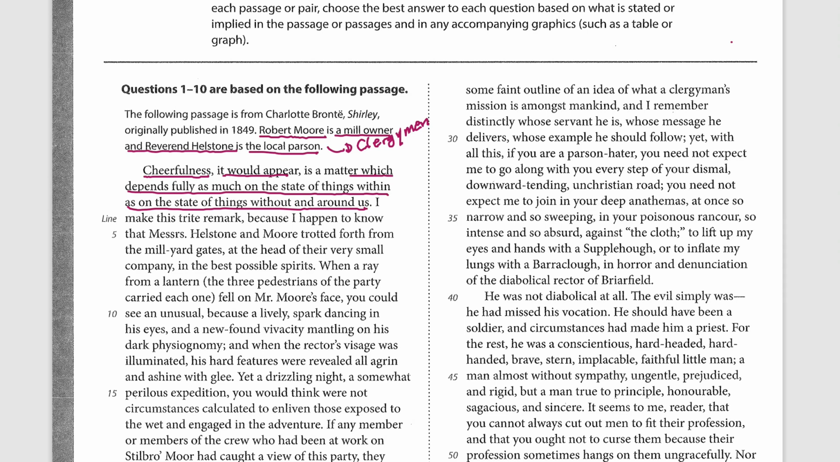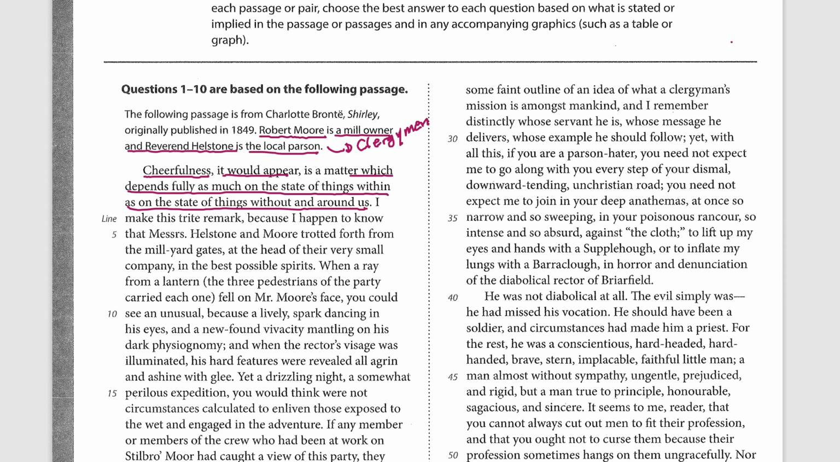Cheerfulness, it would appear, is a matter which depends fully as much on the state of things within as on the state of things without and around us. Who understands this sentence and who doesn't? It means that being happy depends on the situation of other people or the situations happening around us. Okay, you are almost there. Cheerfulness is a matter which depends fully as much on the state of things within, like it could stem from inside. Happiness can come from inside, or from the things that come from outside. You got the point, right? Yes. Thank you. Mute your mic, please.